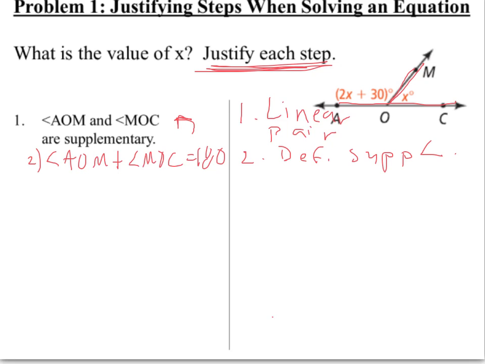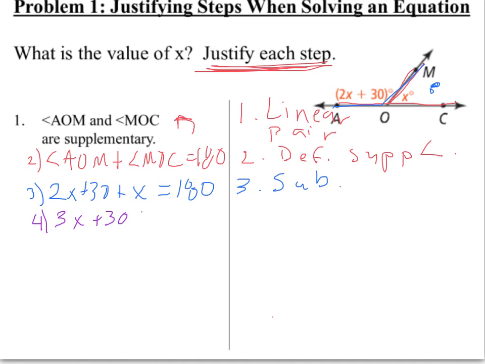Now my overall goal is to find out what x is. So now what I'm going to do is substitute in what I know. I know angle AOM is 2x plus 30. And I know angle MOC is x. And that's going to be equal to 180. The reason I can do that is by substitution. So now looking at my previous statement, I'm going to combine my like terms and get 3x plus 30 is equal to 180. Now in the book it would be the distributive property, but I'm just going to write combine like terms. I would accept either answer.